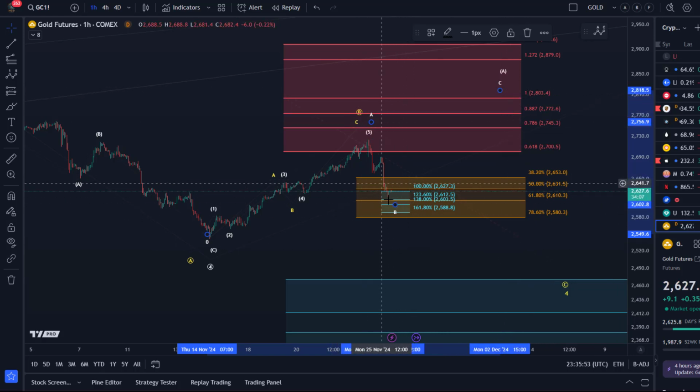But for now, the local trend is still down, but this is the area where the price could attempt to form a low. That's the update about gold.